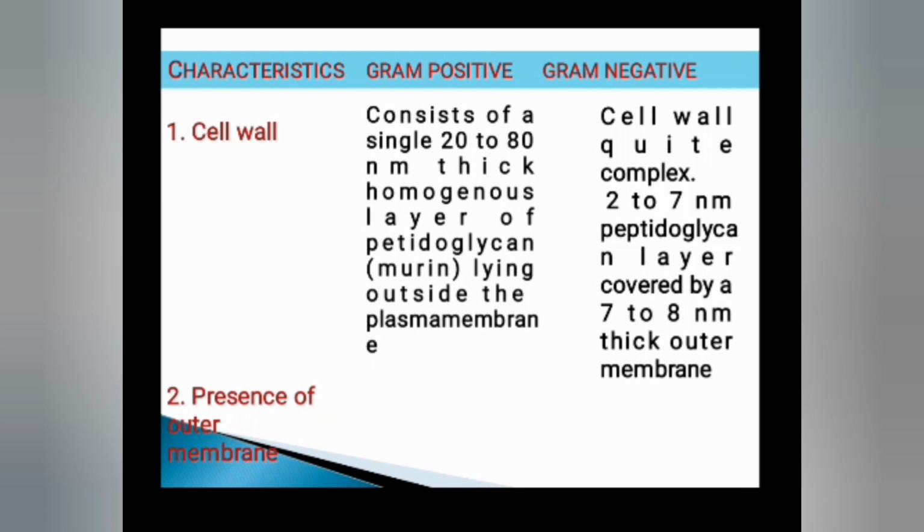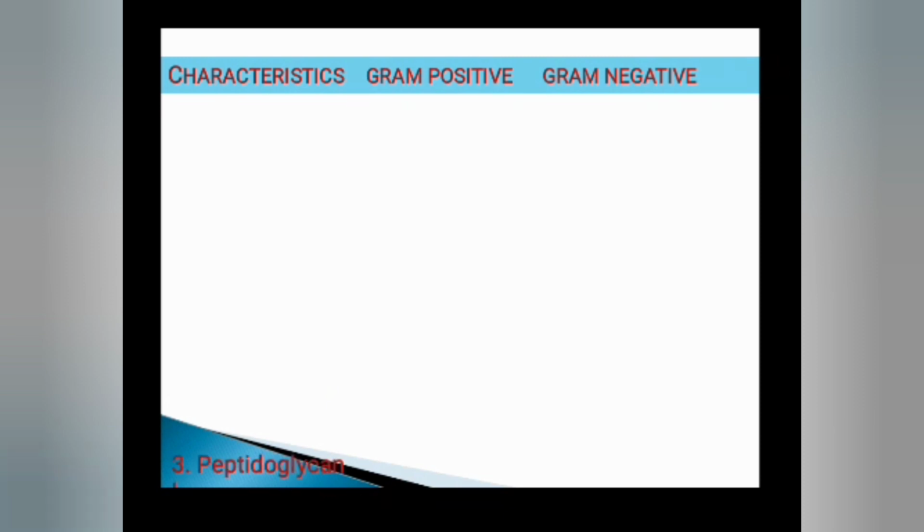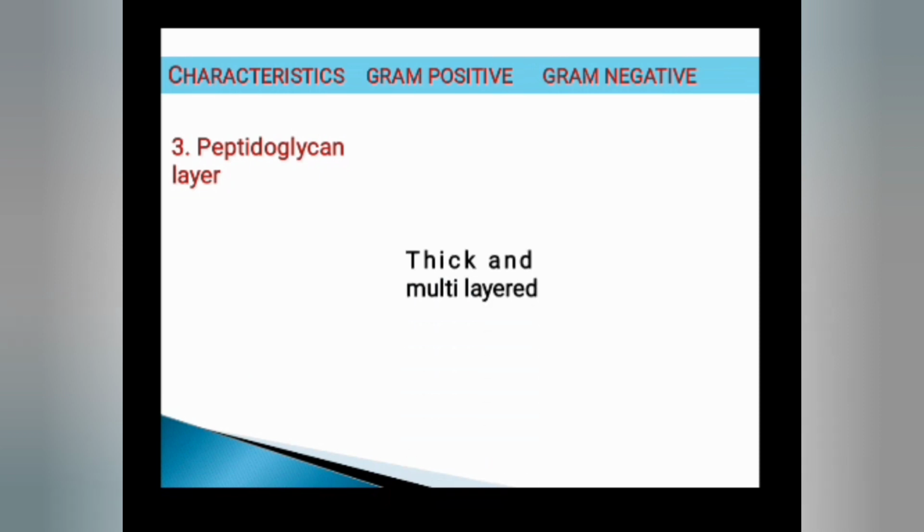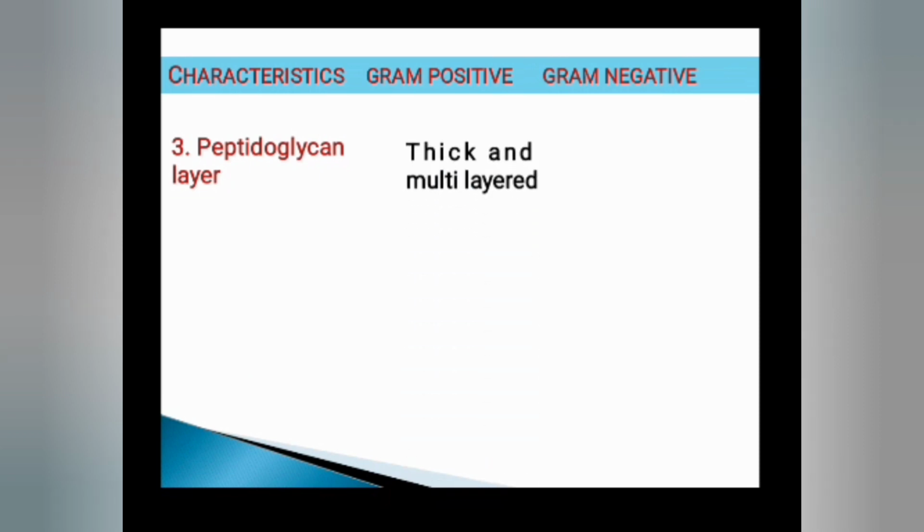Next is the presence of the outer membrane. In gram-positive bacteria, the outer membrane is absent. In gram-negative bacteria, the outer membrane is present. Next is the presence of the peptidoglycan layer. In both gram-positive and gram-negative bacteria, the peptidoglycan layer is present. In gram-positive bacteria, it is thick and multi-layered, whereas in gram-negative bacteria, it is thin and single-layered.